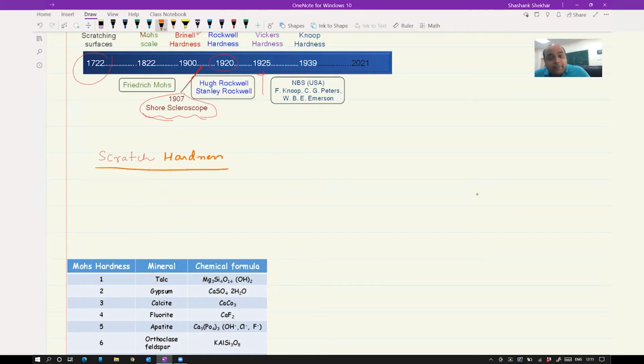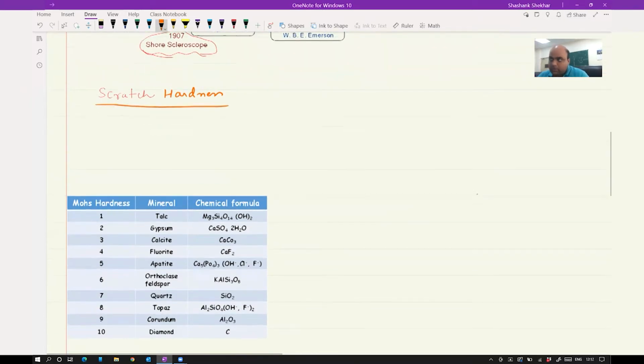Okay, so the name itself suggests, right? Scratching. It says scratch hardness. So you are somehow scratching the material, and based on that, you're trying to understand what could be the hardness of a given material. Okay, so here it's the Mohs scale.